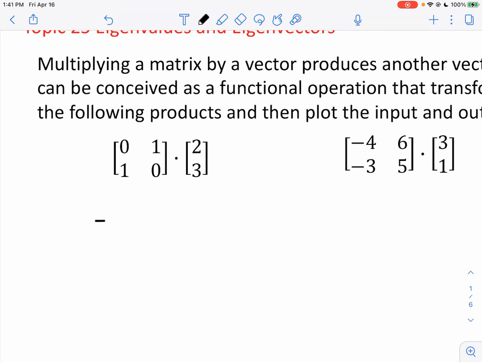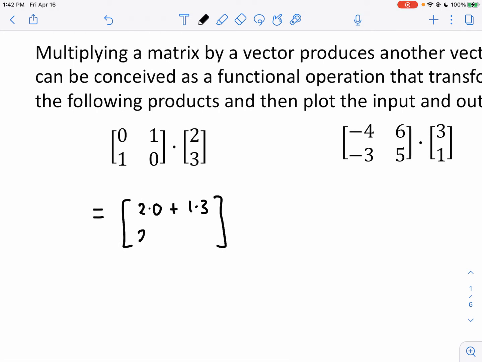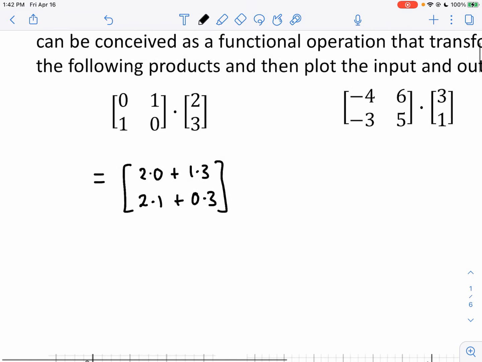So this gives us 2 times 0 plus 1 times 3 for the first entry. And then the second entry will be 2 times 1 plus 0 times 3. Now this is a 2 by 1 result. I just got to simplify it. It looks kind of square, but it's not square. It's 2 by 1. It's not 2 by 2. And we get 3 in the upper position and 2 in the lower position.